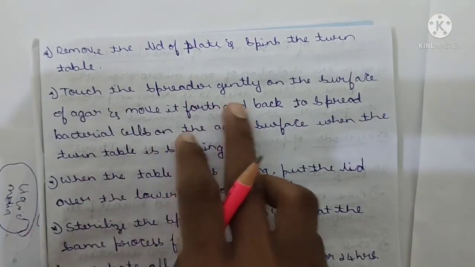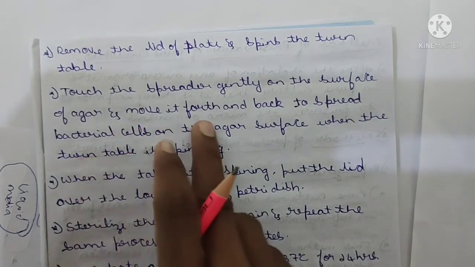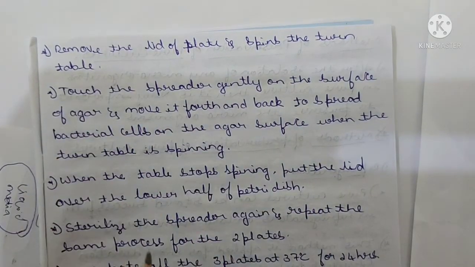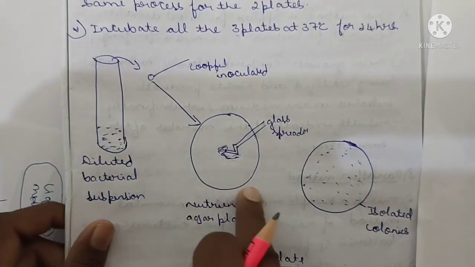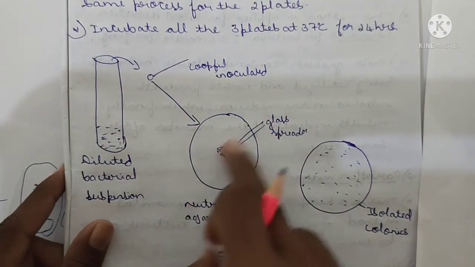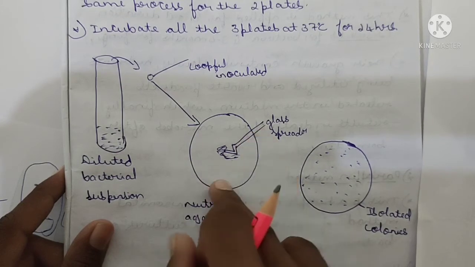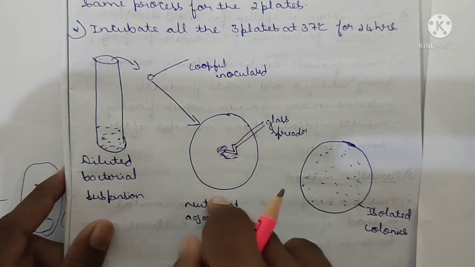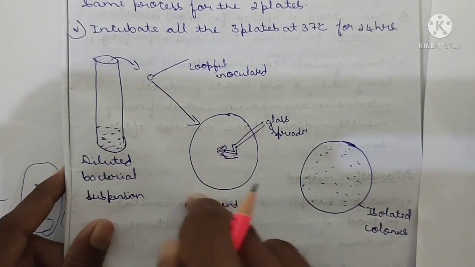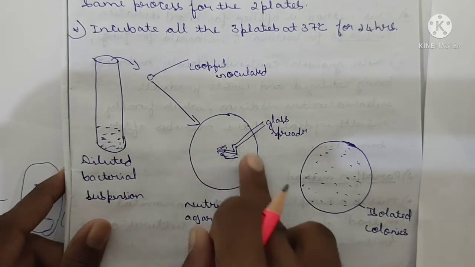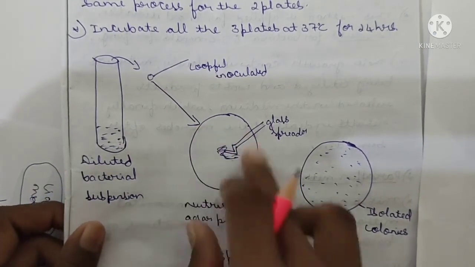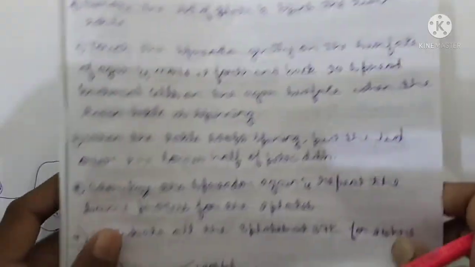Now what happens? Touch the spreader gently on the surface of the agar and move it forth and back to spread bacterial cells on the agar surface when the turntable is spinning. This is the spinning turntable, this is the glass rod. We have to move forth and back, meaning forward and backward. Why? To spread all the microorganisms completely on the agar plate.